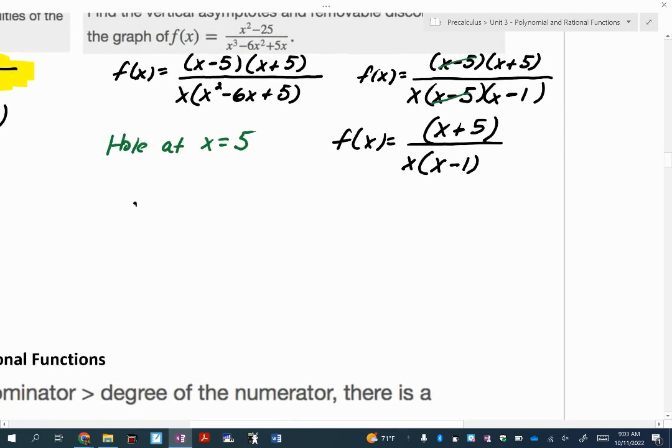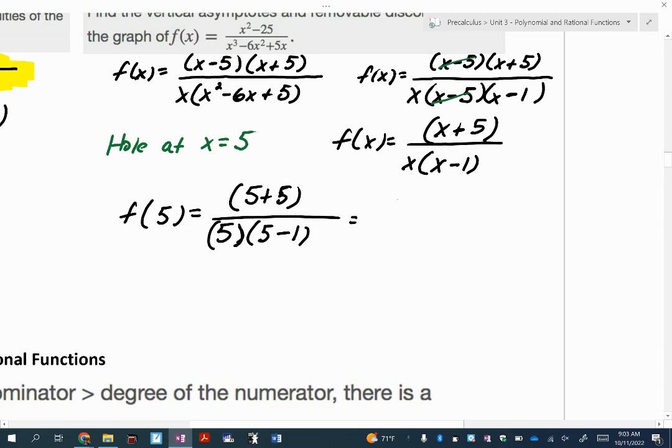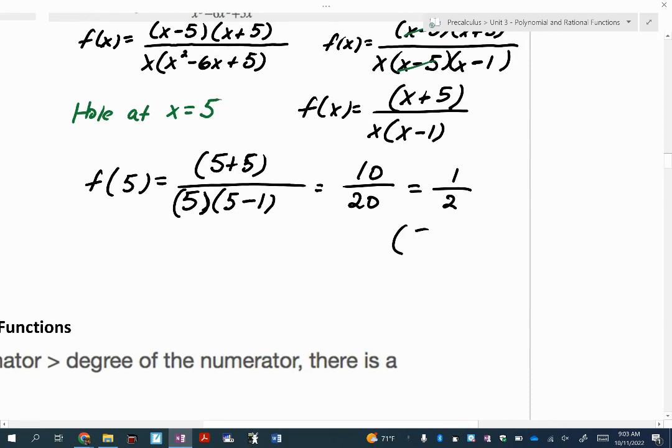So let's plug in 5 into what's left. So 5 plus 5 all over 5 times 5 minus 1. So that's going to be 10 over, let's see, 5 minus 1 is 4. 4 times 5 is 20, which is 1/2. So my hole, all right, I'll put it right here. My hole is 5 comma 1/2.